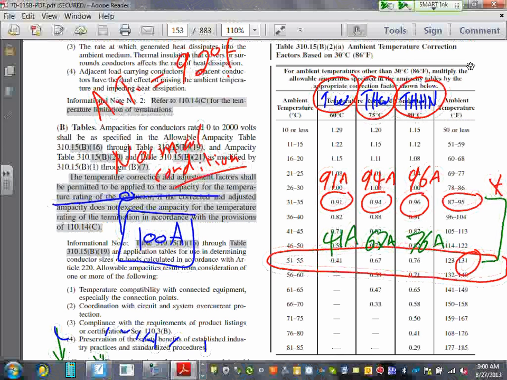Any comments about this table before I leave it? I want to make sure everybody understands it. Matt, does it make sense? Adam, Derek, does it make sense? Karen? Okay. So that's how you use this table.